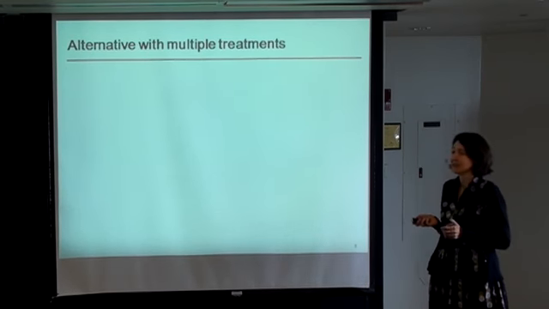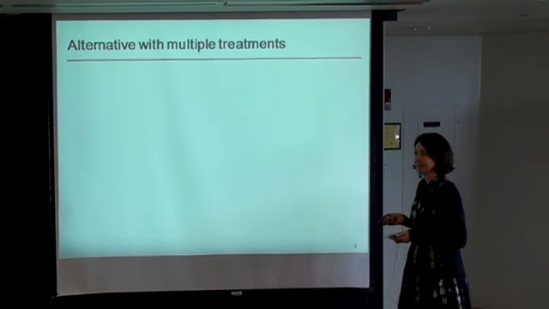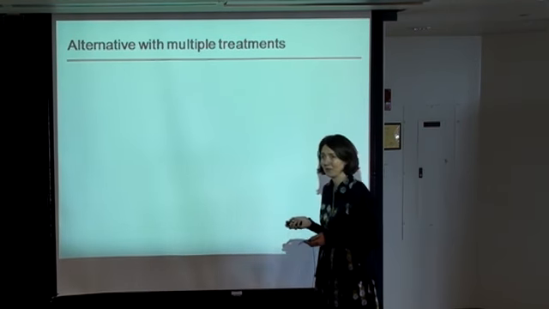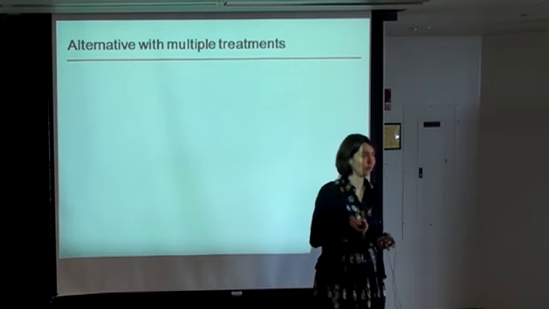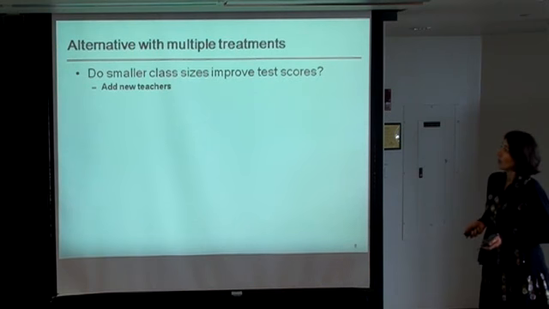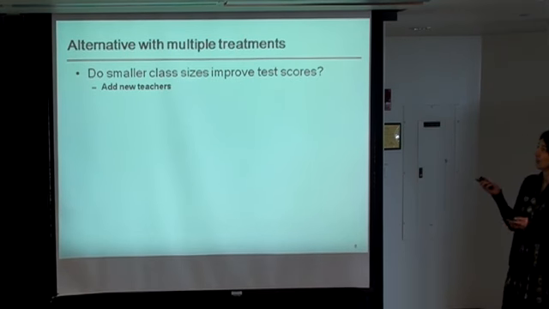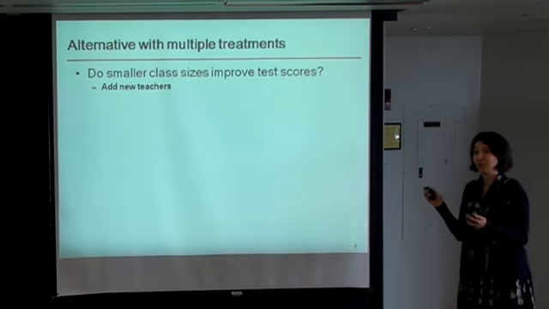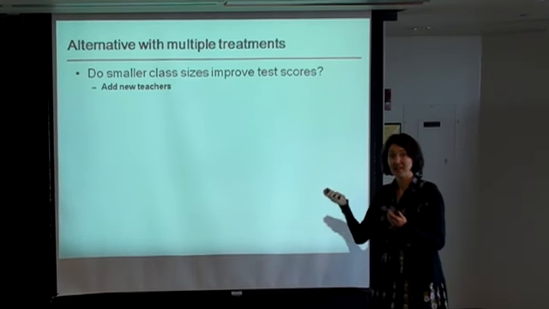Well, the alternative is, with the old economics thing, if you want to get four outcomes, you've got to have four instruments, right? So, do smaller classes improve test scores? Well, what's the obvious way to do that? You just do a treatment that adds teachers.